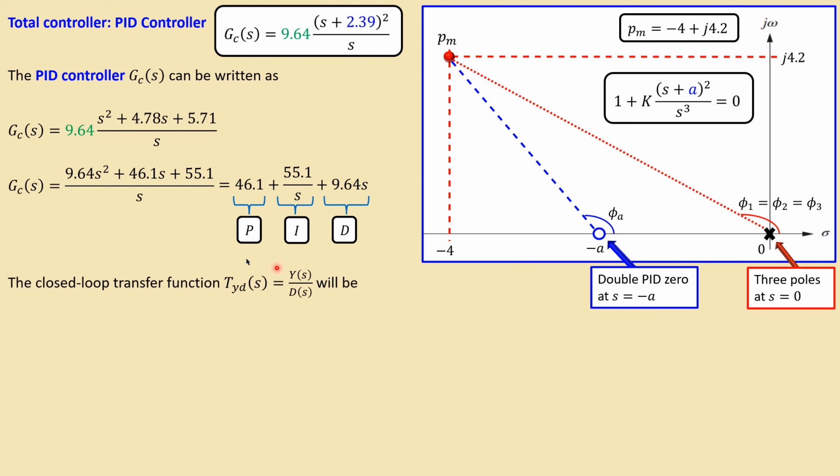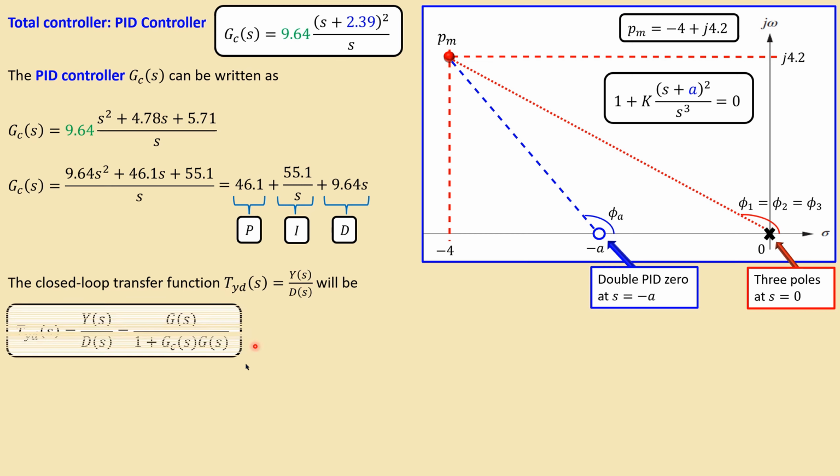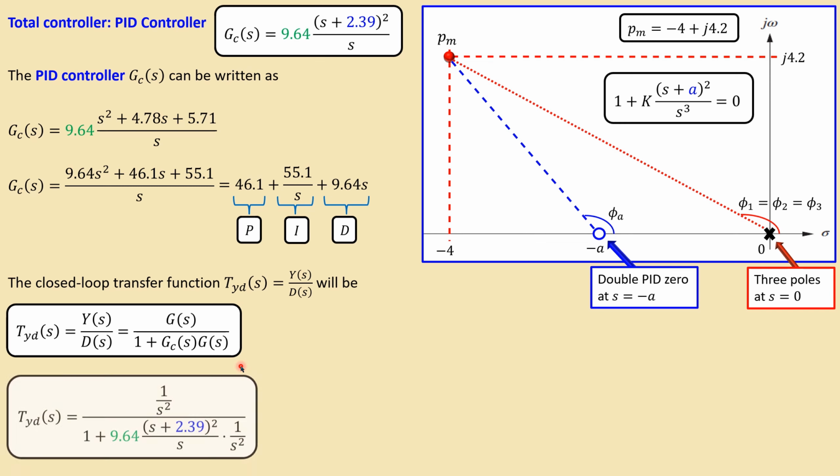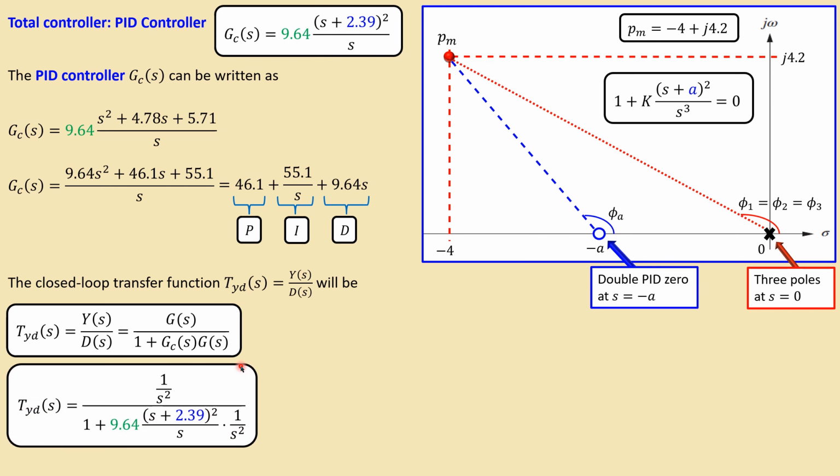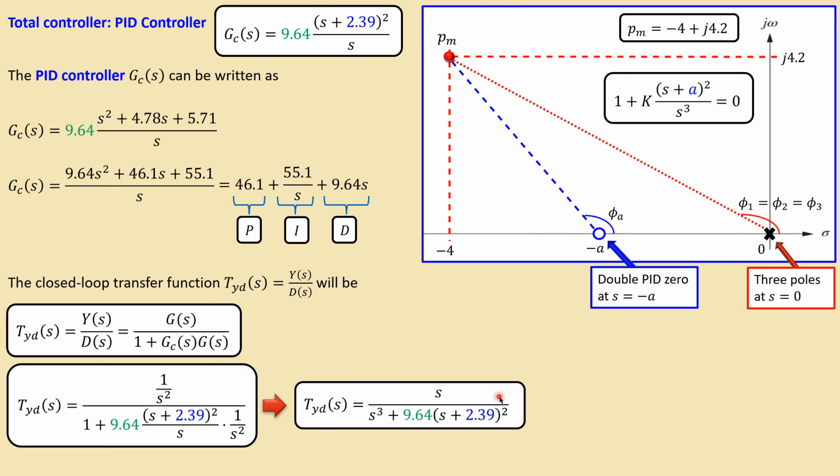Now the closed loop transfer function for the TYD, which is then from disturbance to the output, will be then this. This is of course what we have given already. Now if I now substitute everything in it, we have now determined our PID controller. What we have is then just simplifying this, you will get this.